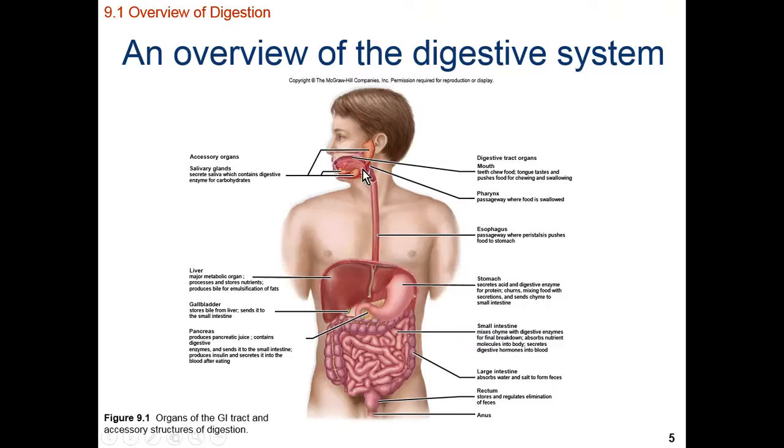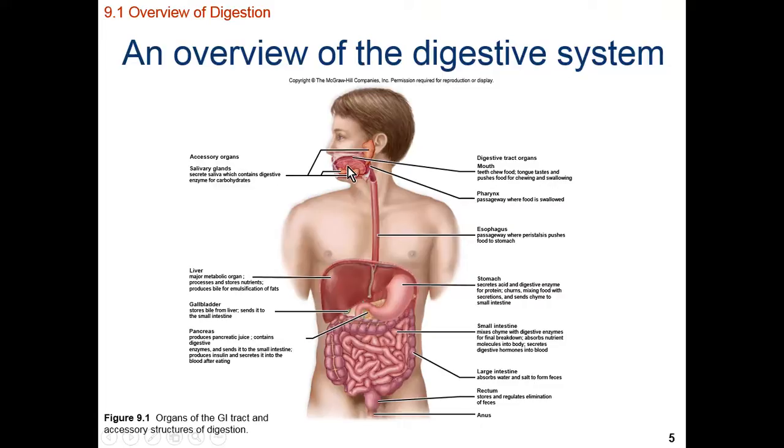Now, as we look at these organs in the digestive tract, we have primary digestive tract organs and accessory organs. On the left side of the screen, we have accessory organs. On the right side of the screen, we have digestive tract organs. Simply put, accessory organs do not have food traveling through them. Instead, the accessory organs make secretions that aid in digestion. Digestive tract organs do have food traveling through them.